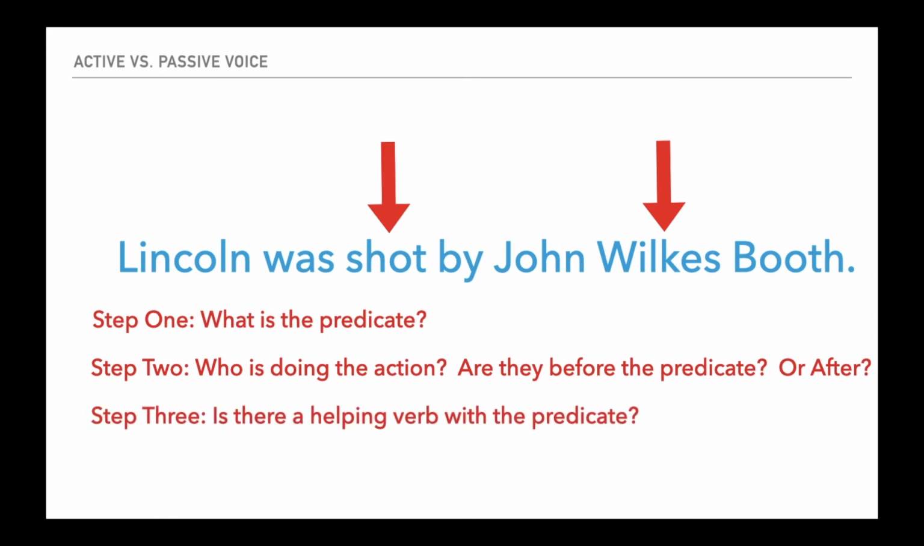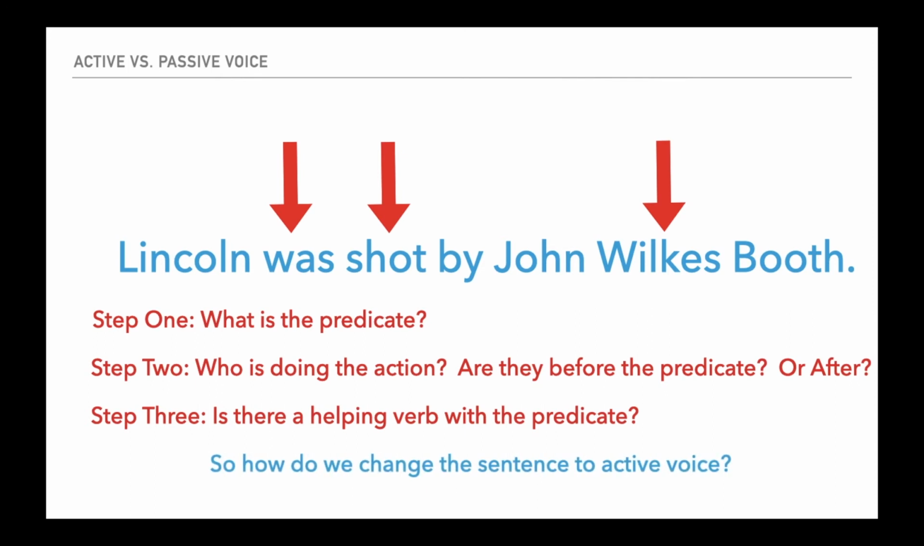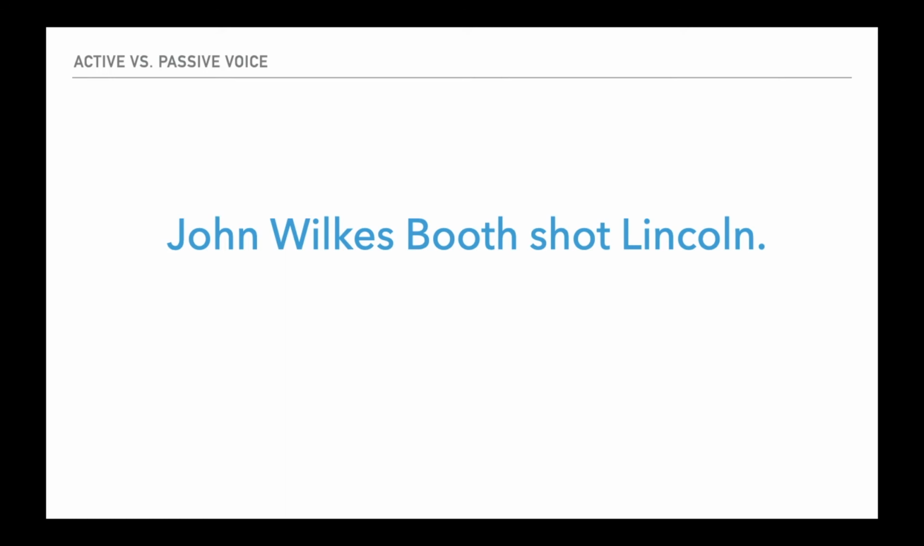Step three, is there a helping verb with the predicate? Well, in this case, there is. It's was shot by John Wilkes Booth. These are all signs of passive voice. So we have to ask ourselves, how do we change the sentence to active voice to make this more direct and put the blame where it really belongs, on John Wilkes Booth, not on Lincoln? This is what it looks like. John Wilkes Booth shot Lincoln.